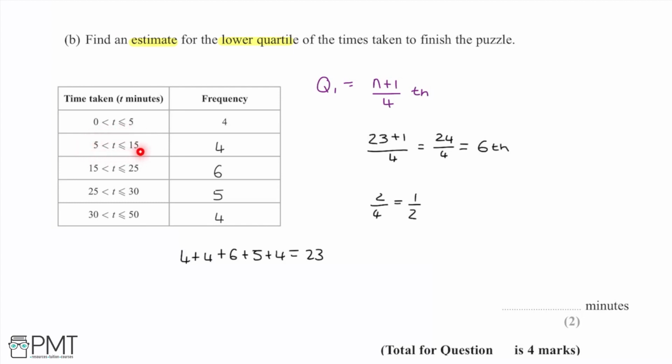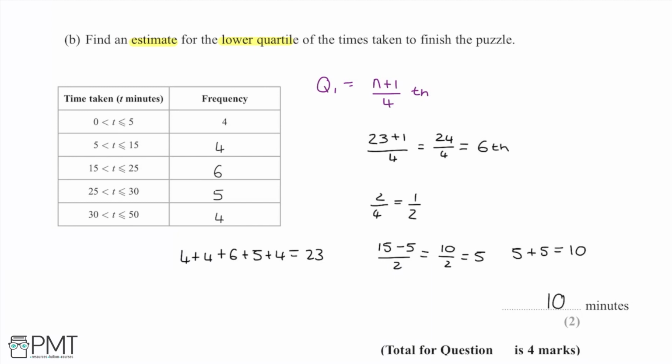So we're going to go halfway through here because the 6th value is going to be halfway into this frequency of 4 for this specific bar. So we're going to go halfway between 5 and 15. We can do this by doing 15 minus 5 divided by 2, which gives us 10 over 2, so 5. And we're going to add that on to the first value in the interval. So 5 plus 5 gives us an answer of 10. And that's going to be the correct number of minutes here.